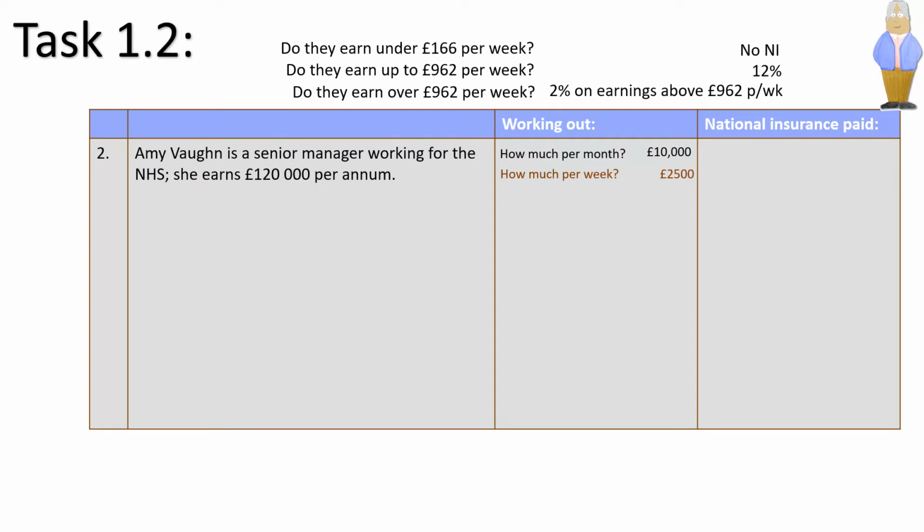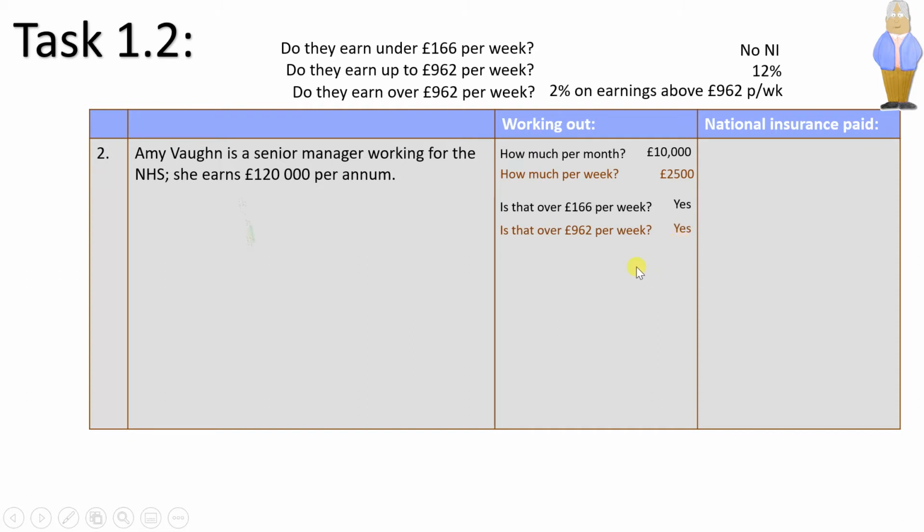The question we want to ask now is that over £166 per week? Well, that's straightforward. £2,500 a week is clearly over £166 per week, so the answer is yes. And the last question we ask before we delve over to do a bit of maths is her weekly earnings over £962 per week? And the answer to that, straightforward, is a yes.